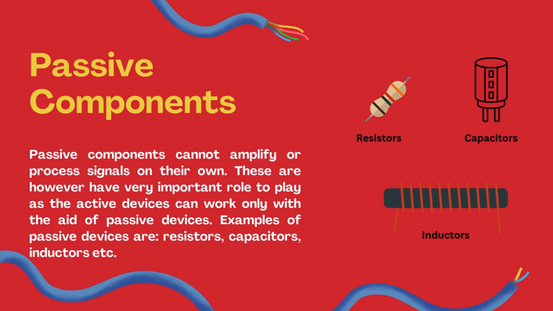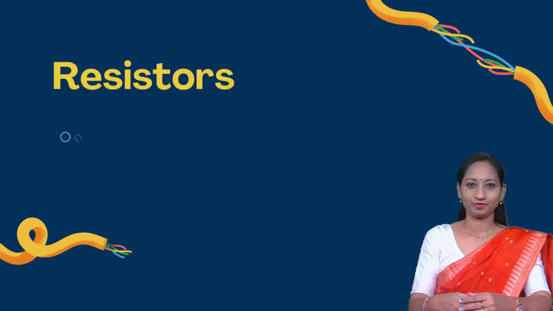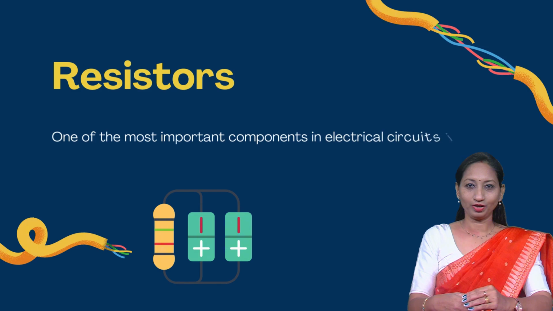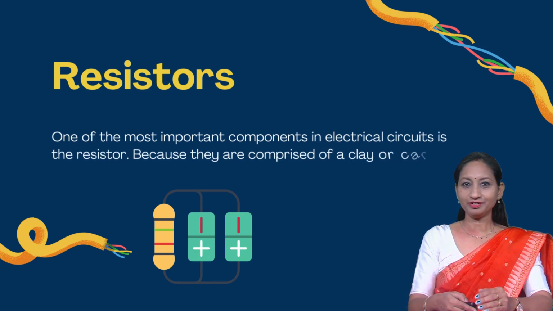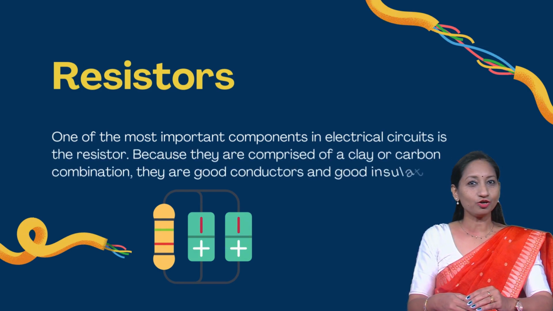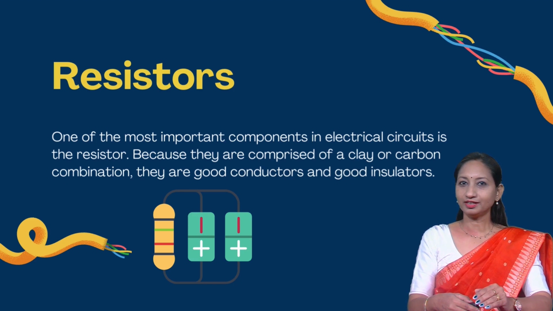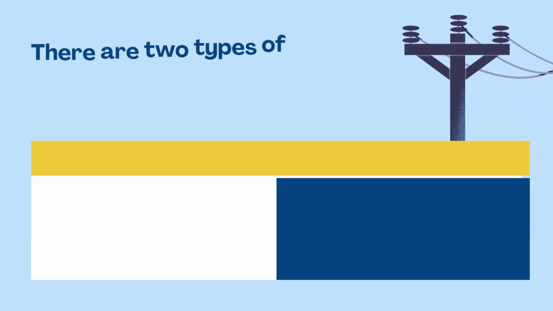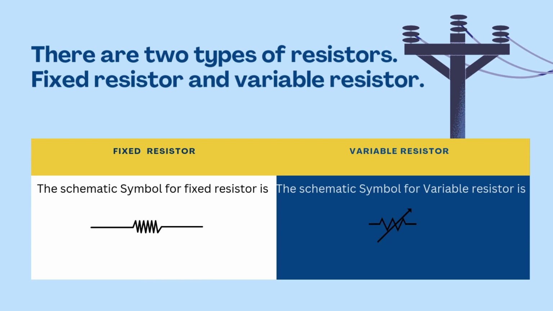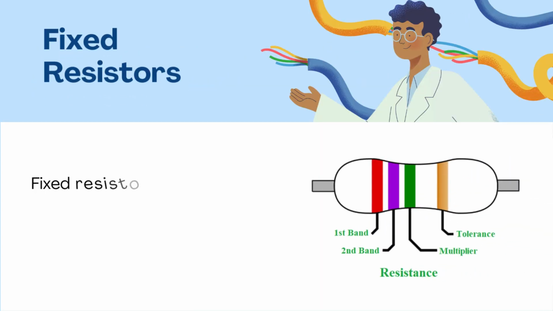So first let us discuss the resistors. One of the most important components in electrical circuit is the resistor, because they are comprised of clay or carbon combination. They are good conductors and good insulators. There are 2 types of resistors. One is fixed and the other is variable. The schematic symbols of fixed and variable resistors are represented like this. The fixed resistors have a fixed value.